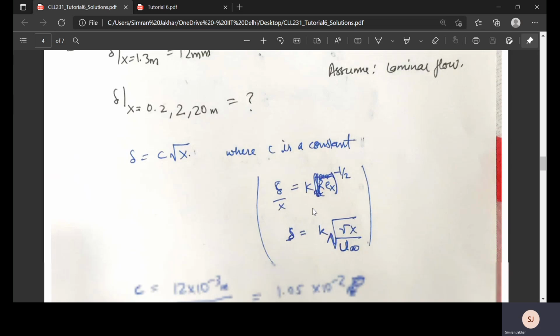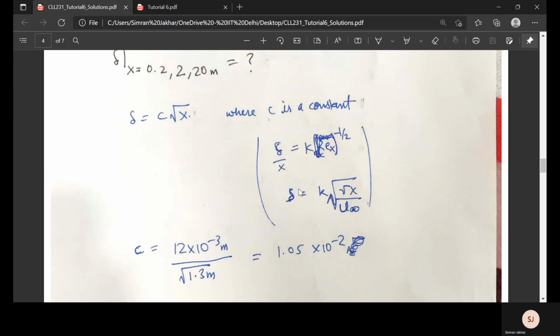So moving to the solution. For laminar flow we have read that delta by x equals k times Reynolds number raised to the power minus 0.5, and we can say that delta is directly proportional to root x. So delta by root x we can assume to be some constant c. So the value will remain constant for different values of x, since the k, viscosity and u infinity remain the same for all these values of x.